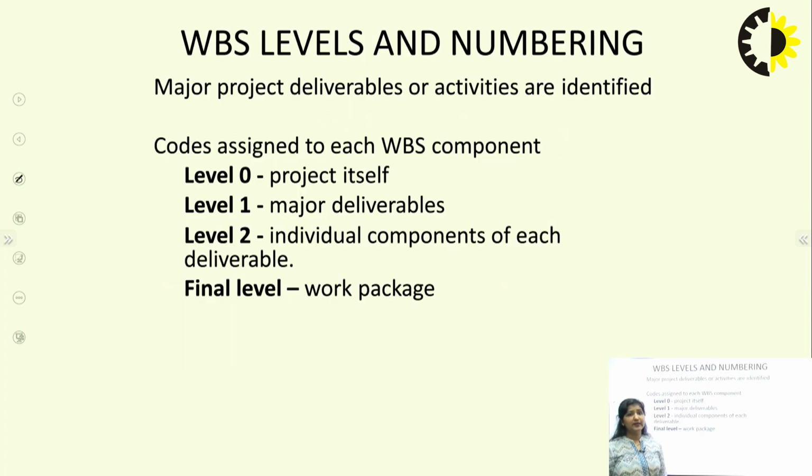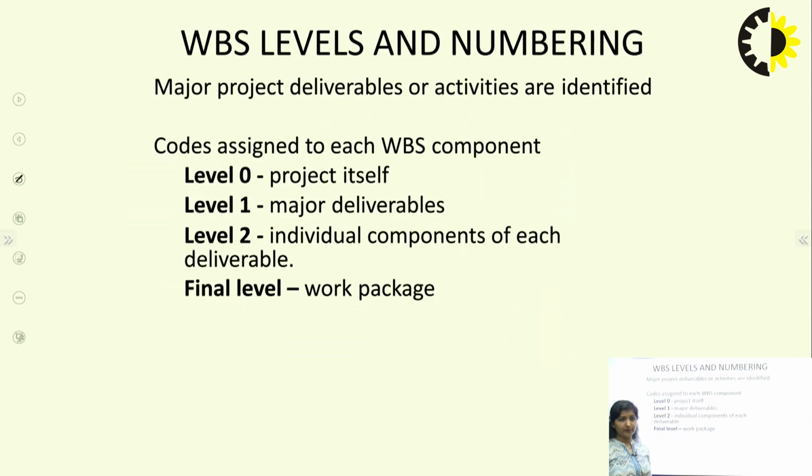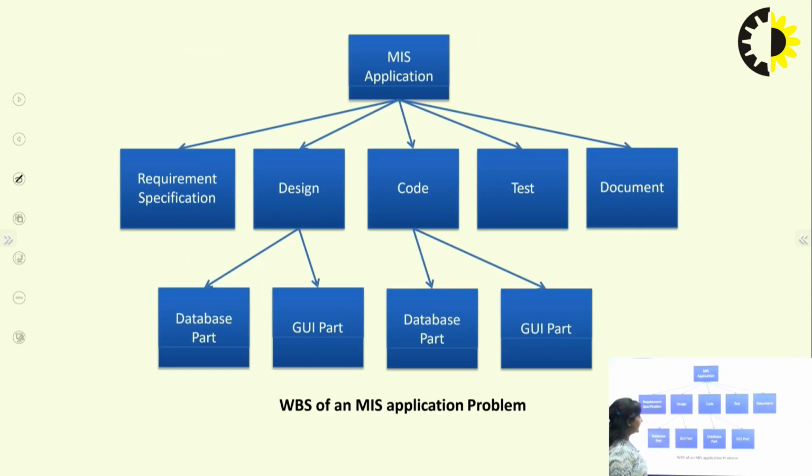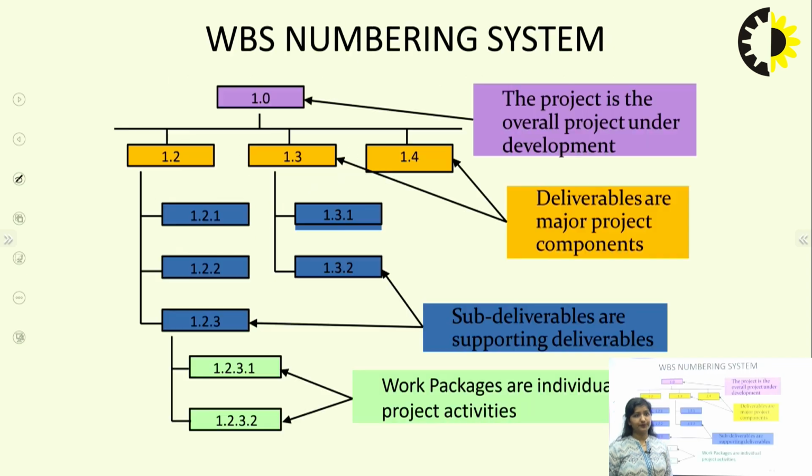Now, WBS levels and numbering. So what is the code assigned for each activity? Level 0 is the project itself. Level 1 is the major deliverable, like requirement specification, design, coding, testing and documentation. Level 2 is the individual components of the deliverable, like the database part and GUI part. And the final level is the work package which will be delivered, that is at the leaf node.